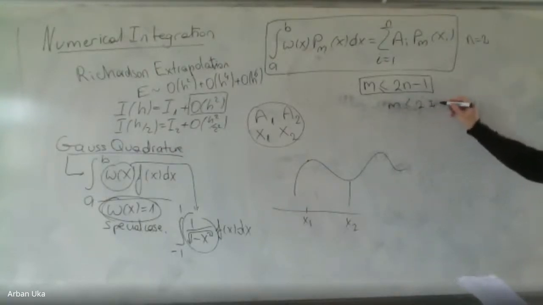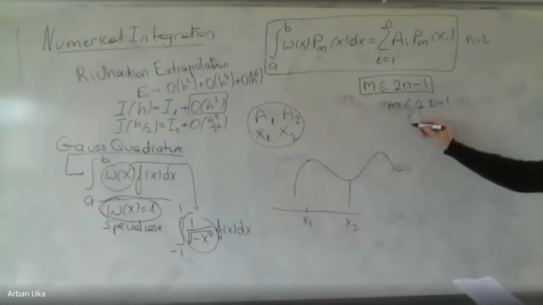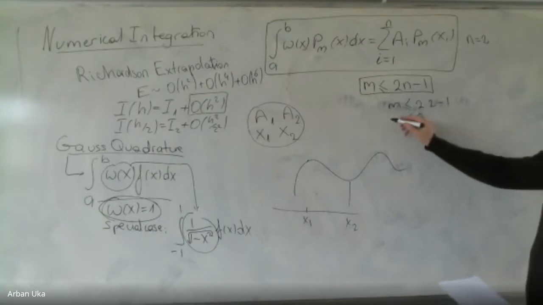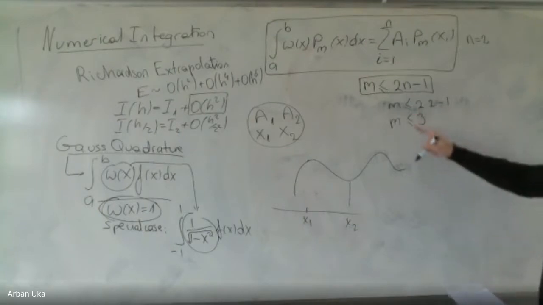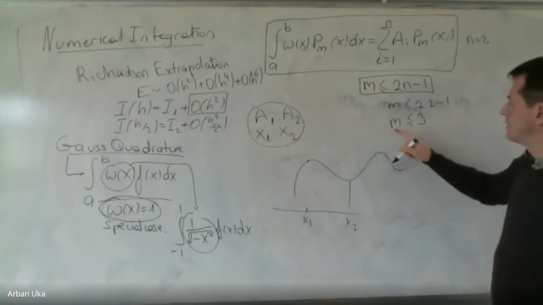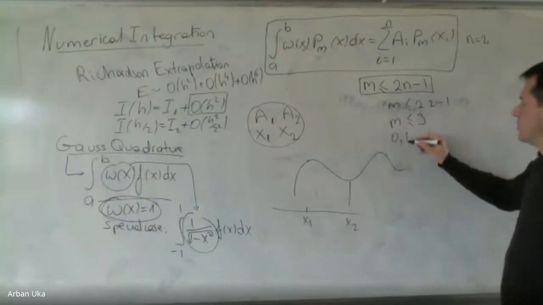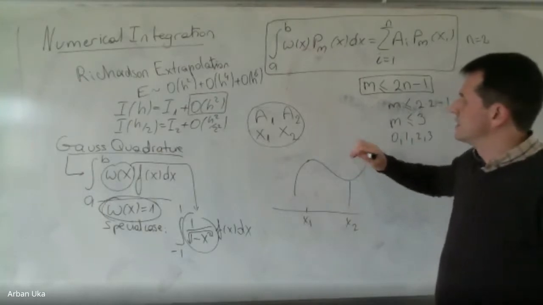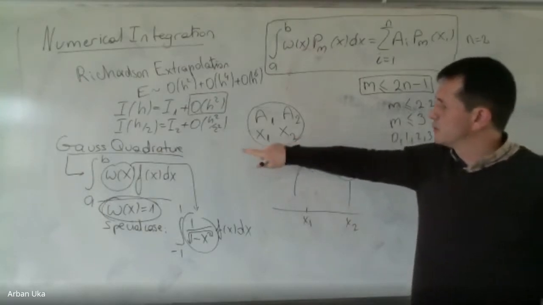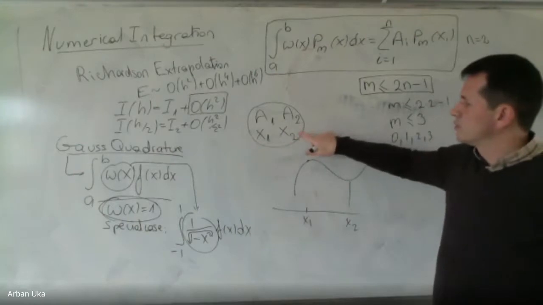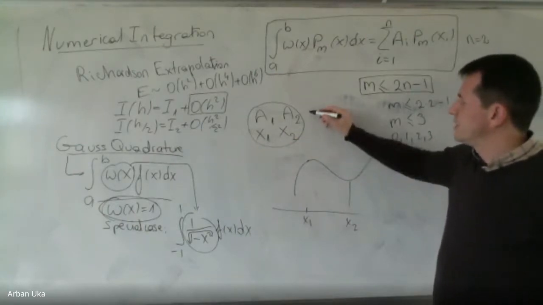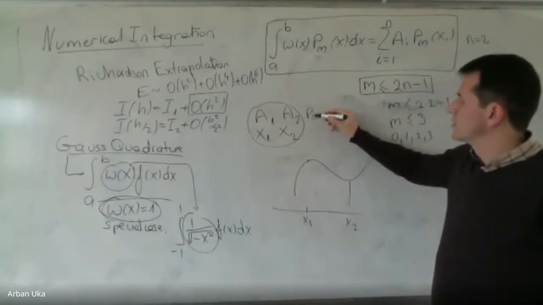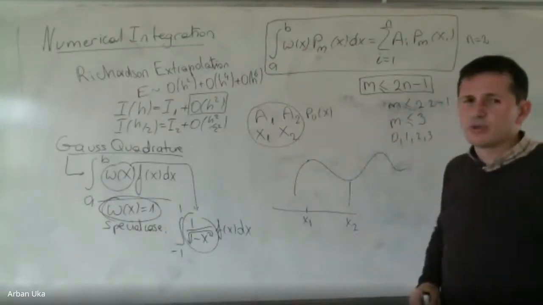We said that if we have 2 points, this means that n is going to be smaller or equal than 2 times 2 minus 1, which is 4 minus 1, 3, which means that n can be 0, 1, 2, 3. What can we say now? We can say that using Gaussian quadrature with just two points, we can find the integral of a polynomial of the 0th order.